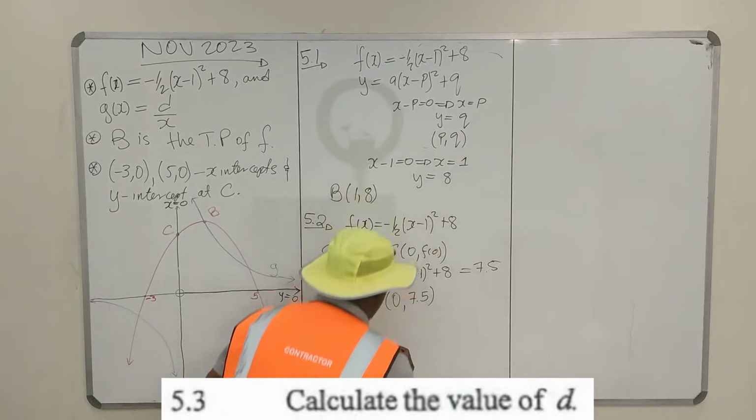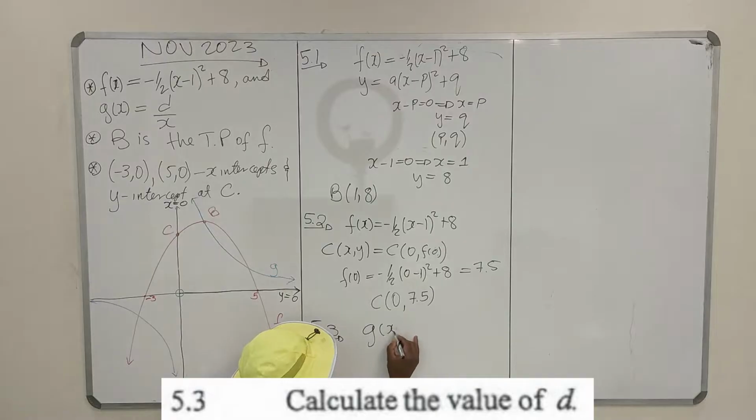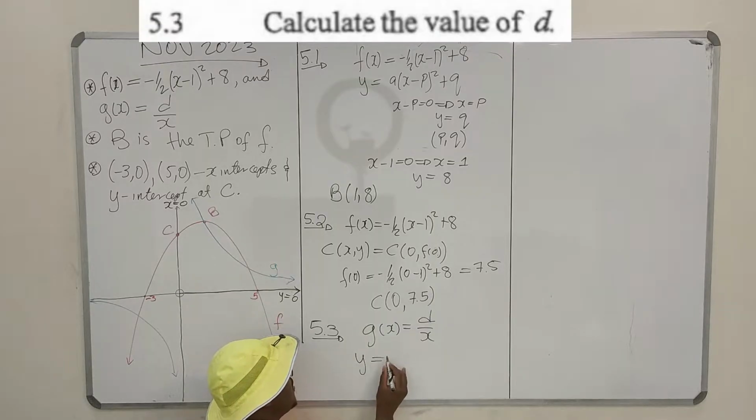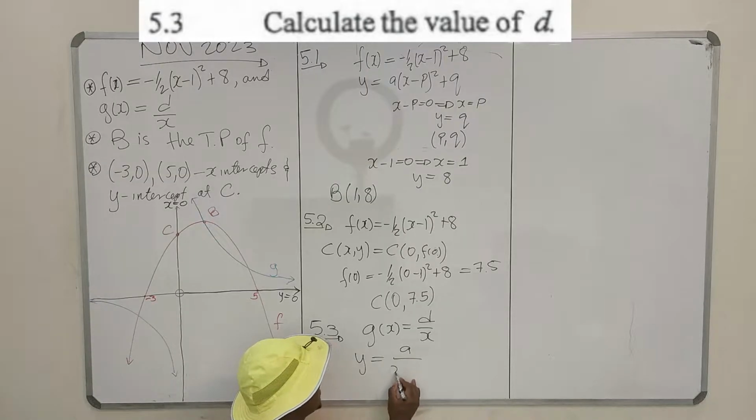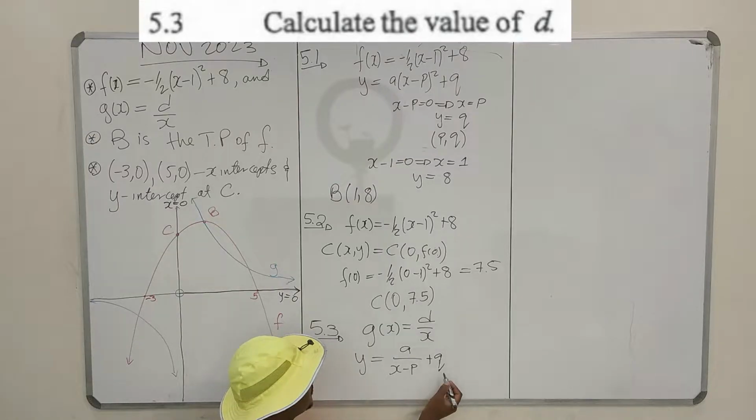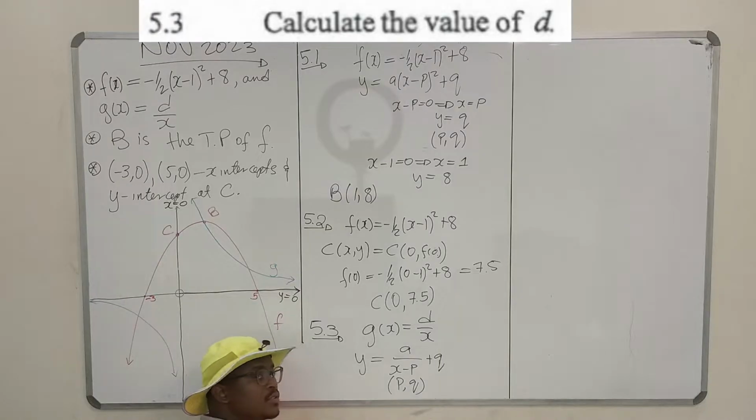So we have g of x is equal to d over x, right? What is this? This function is a hyperbola, right? We know hyperbolas have a general formula a over x minus p plus q, right? Where p and q are your asymptotes. P is the vertical asymptote and q is the horizontal asymptote.